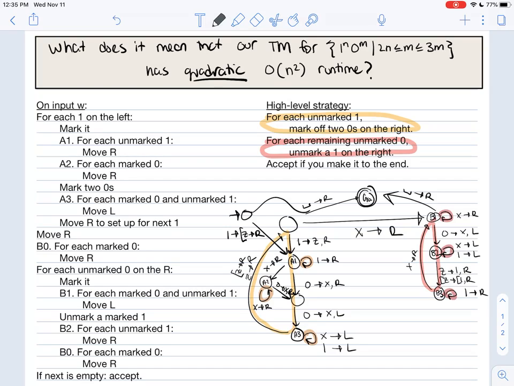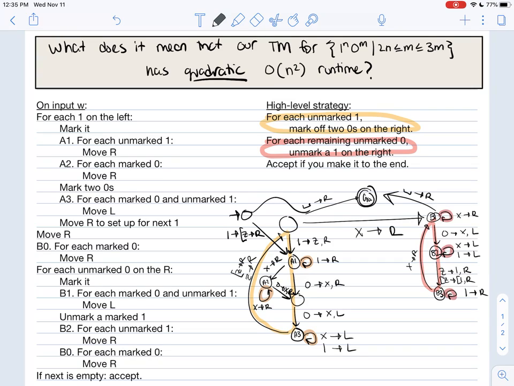This is a micro lecture about analyzing the runtime of an algorithm, and we're going to talk about this in terms of the number of steps of a Turing machine. So the question that we're going to address is, what does it mean that the Turing machine that we've been talking about the last couple classes for recognizing this language of 1 to the n, 0 to the m, where m is between 2n and 3n, has quadratic runtime?